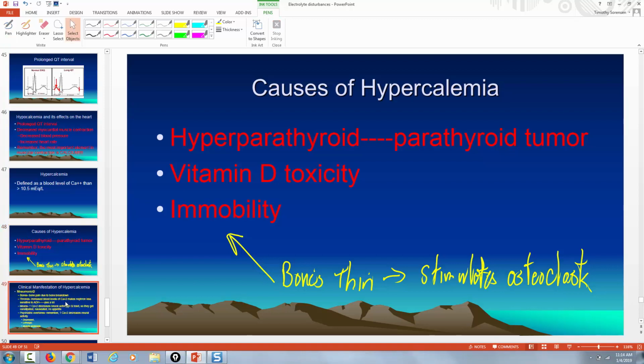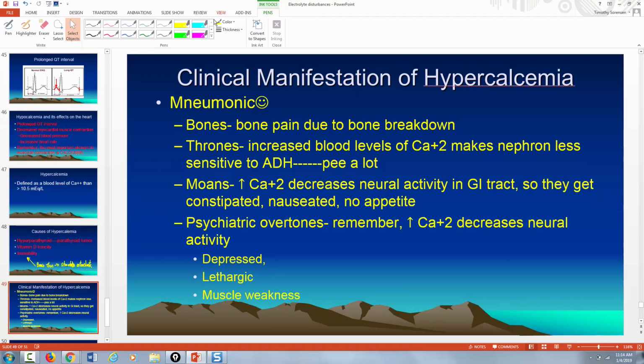Alright? Now, little mnemonic you can try to remember for hypercalcemia is bones, thrones, moans, and psychiatric overtones. I don't know. I'm going to explain it to you my way, but if you remember that, it will help you. Alright? The clinical manifestations of hypercalcemia, I just explained this to you, bone pain due to bone breakdown or bone thinning. Alright? Now, thrones is toilet, you're peeing all the time.